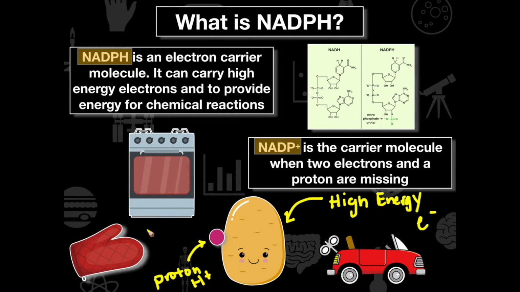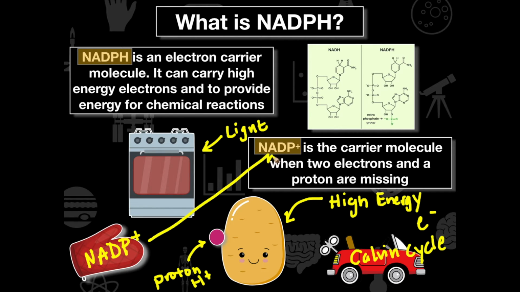Now, the oven is like the light, which is used to heat up that potato and allow the potato to go down the electron transport chain. And then this toy car is like our Calvin cycle. Now, the oven mitt is like our NADP+ carrier molecule. So it's like this up here.